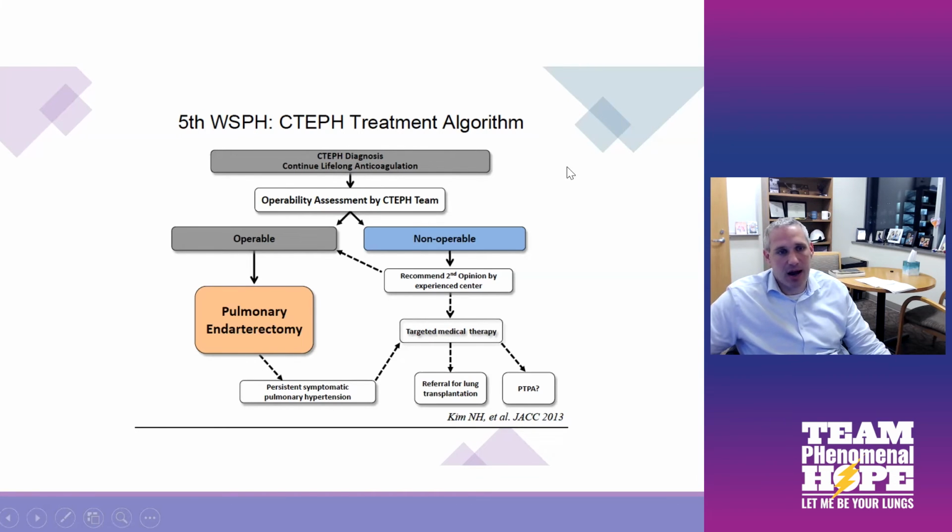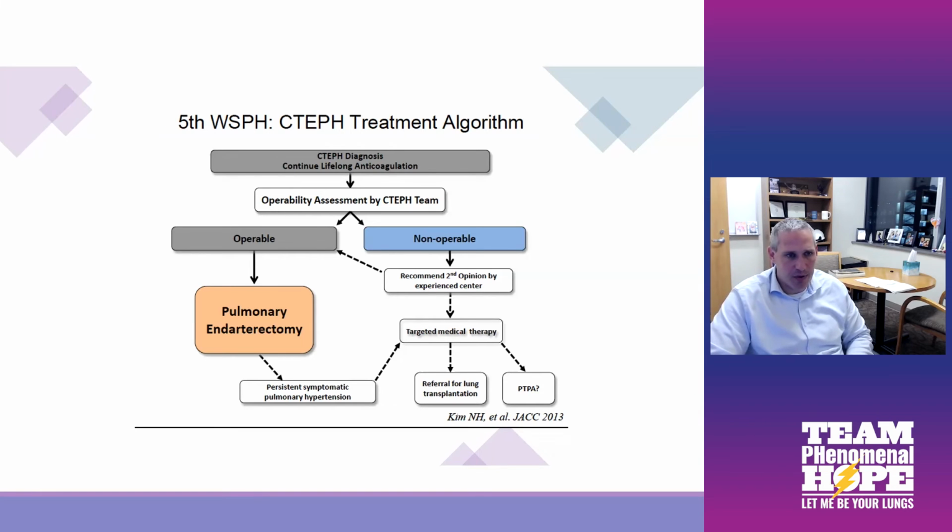If the person's deemed non-operable, there are some other things that you can do. One thing would be get a second opinion from an experienced center. Oftentimes, San Diego is the place that people look to because they're the most experienced center in the United States. And so if a CTEPH center that has a lower volume doesn't think it's a great idea, and the patient's interested in a second opinion, or if the clinicians aren't sure, they may reach out to that more experienced center just to get another set of eyes on their testing and see what the best approach is thought to be.